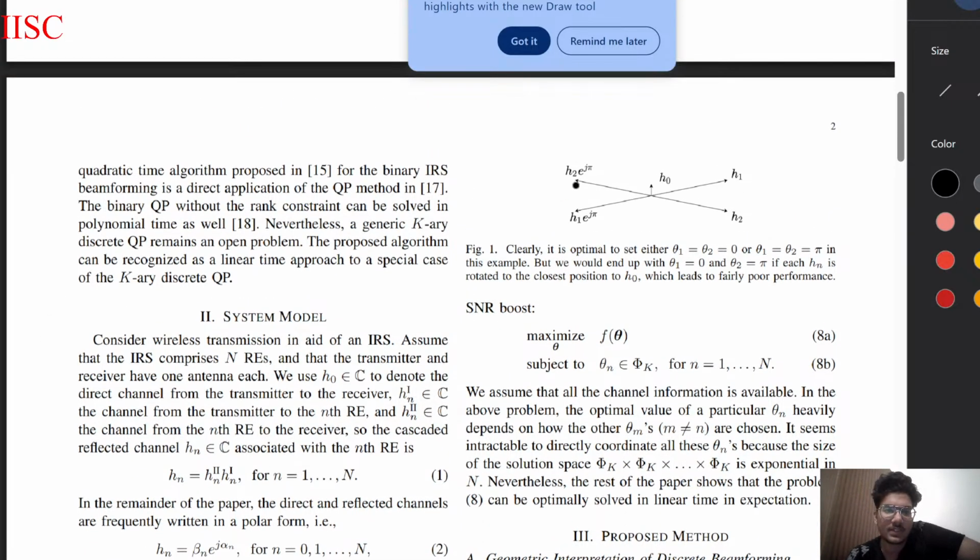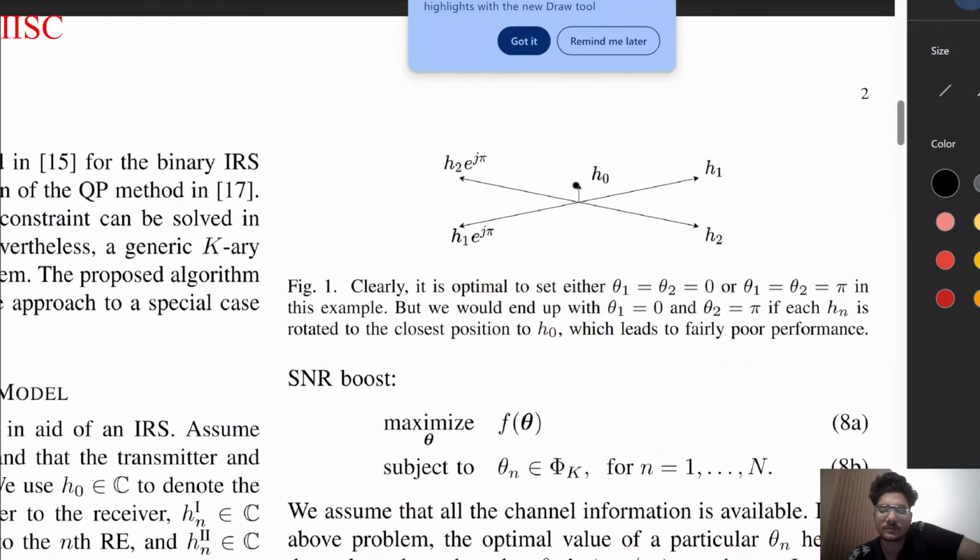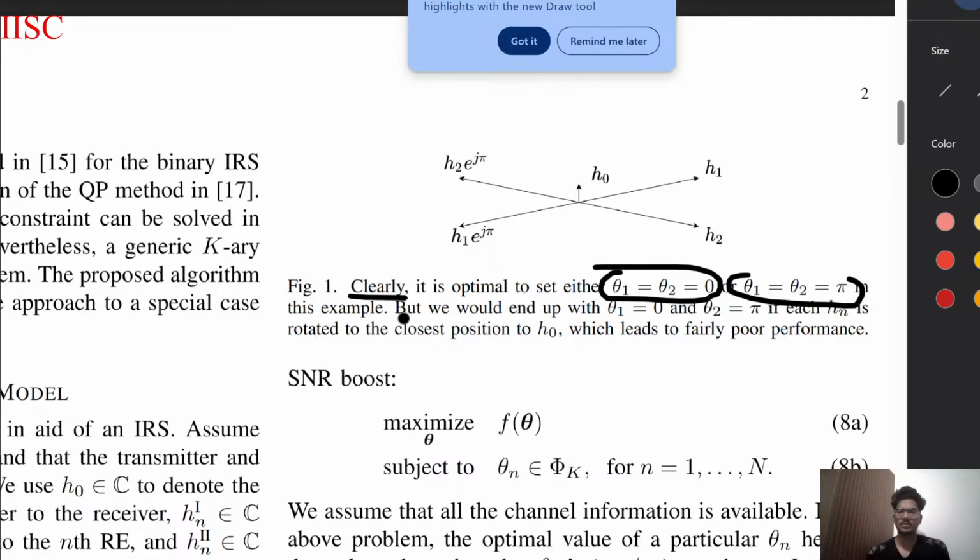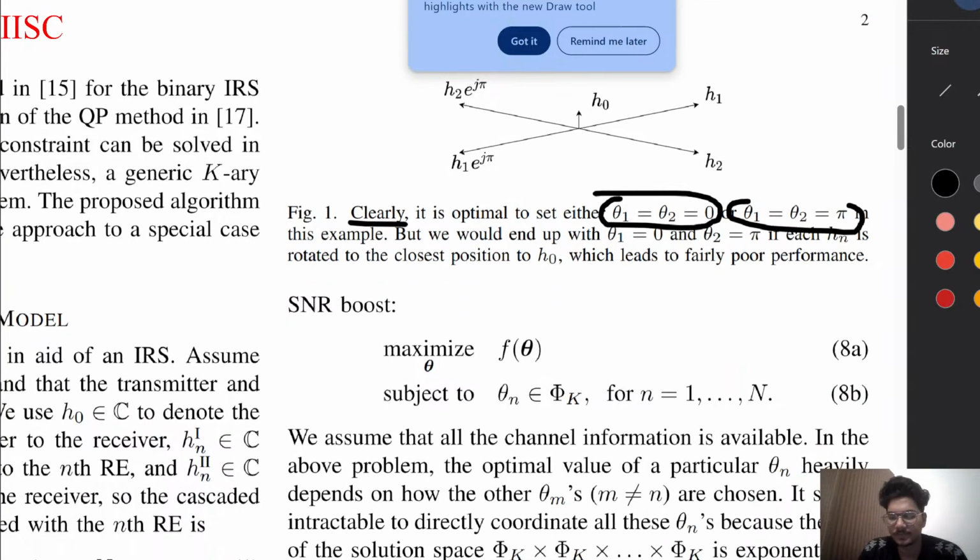In figure one, we clearly see that an optimal set is either theta 1 equal to theta 2 equal to 0, or theta 1 equal to theta 2 equal to pi in this example. But we can also end up choosing theta 1 equal to 0 and theta 2 equal to pi. Each Hn is rotated to align with the direct channel h naught, which gives fairly good performance. So SNR boost is simply the maximum of that.